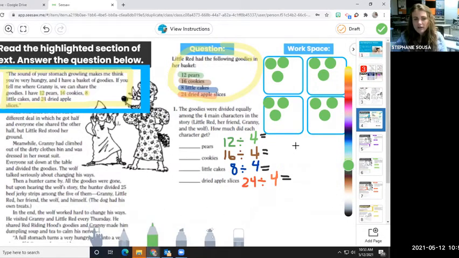So now we've got to count how many pairs each person got. Well, Little Red got 3. Her friend got 3. Granny got 3. The wolf got 3. So 12 divided by 4 is equal to 3. Each character got 3 pairs. Questions on that one?